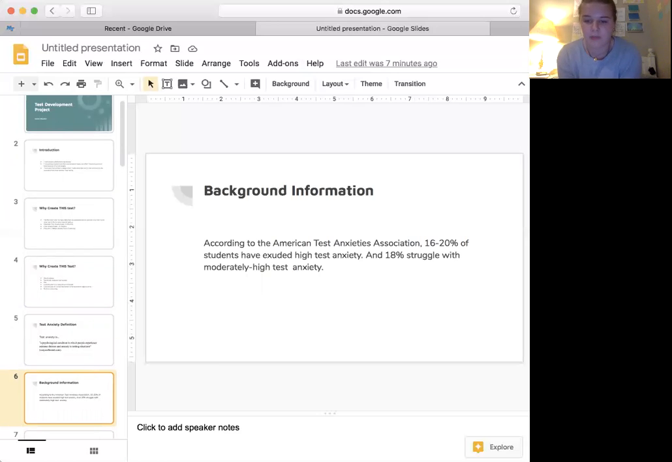A little bit of background information and research. According to the American Test Anxieties Association, 16 to 20% of students have high test anxiety, and 18% struggle with moderately high test anxiety.